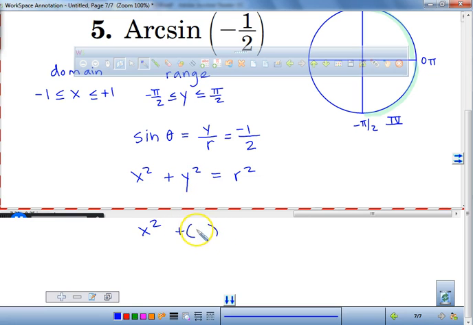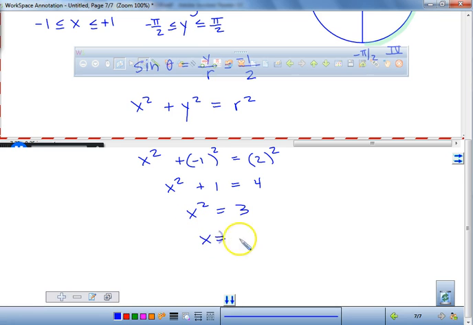What is my y value? -1. I'm going to square it. What is my r value? 2. And I'm going to square it. So I get x squared plus 1 equals 4. Subtract 1 from both sides. x squared equals 3. What does x have to equal? The square root of 3. Technically plus or minus, but I know I'm dealing with a right triangle, so I don't use the negative square root of 3. So here's what I want you to build.